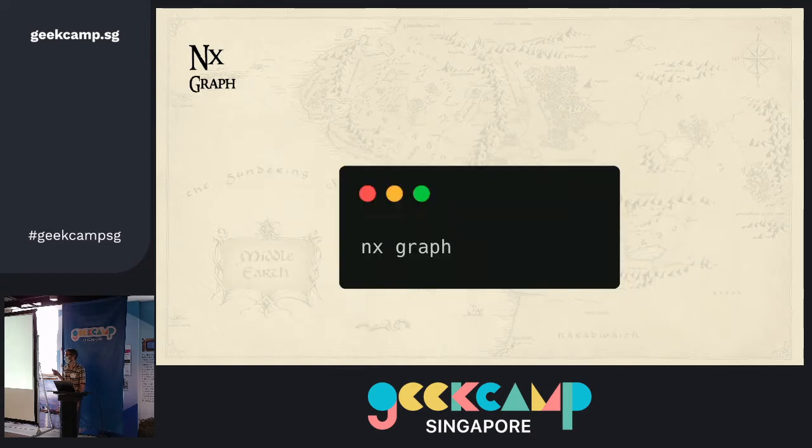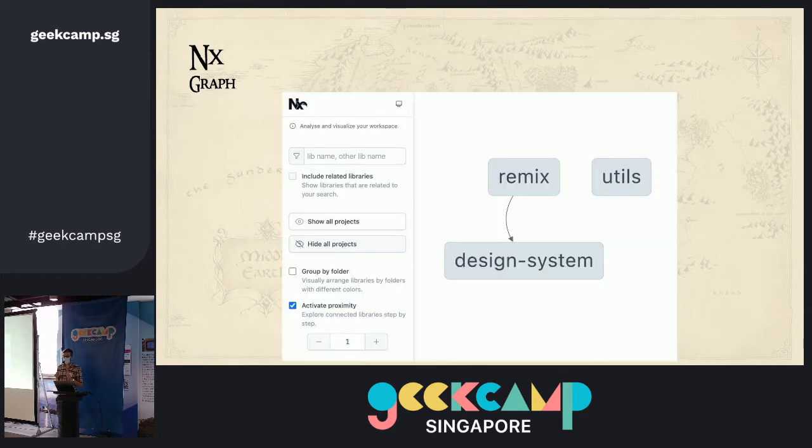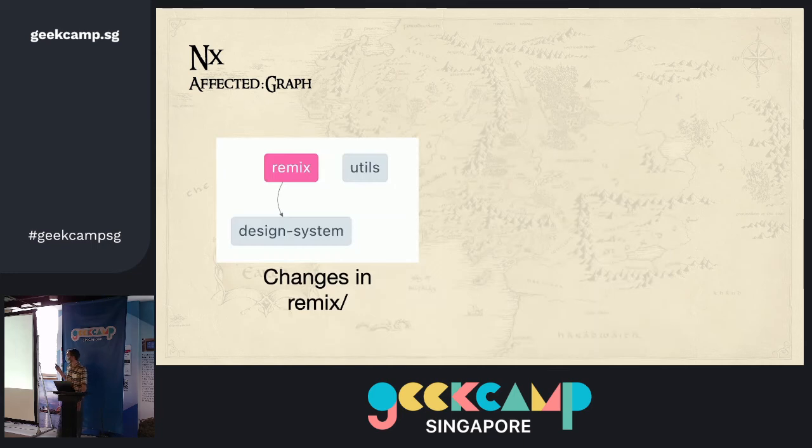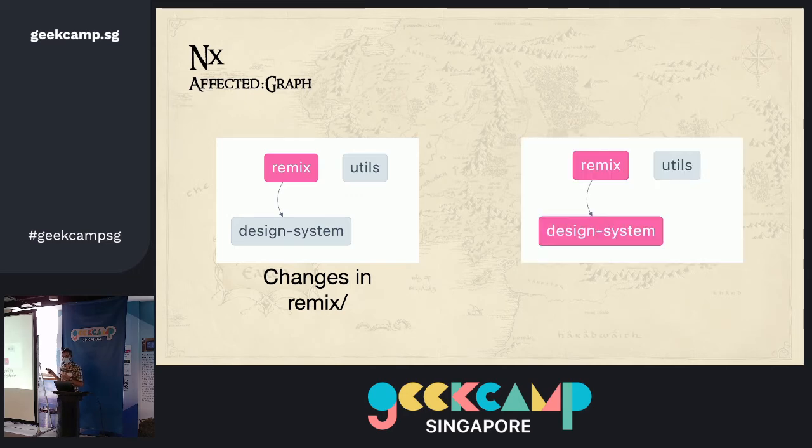A nice feature of NX is the ability to use the graph. The graph command will open up a small web page to visualize the dependencies within your system. Here you can see that the design system is imported by Remix, but the utils folder is not imported anywhere. And if you combine the affected command and the graph command, you can see the changes that you just made. Here, I only have a change in the Remix application, and I can visualize that it's the only thing that changed. And here I can have a change in the design system, which, since it's imported in the Remix application, will affect it as well.